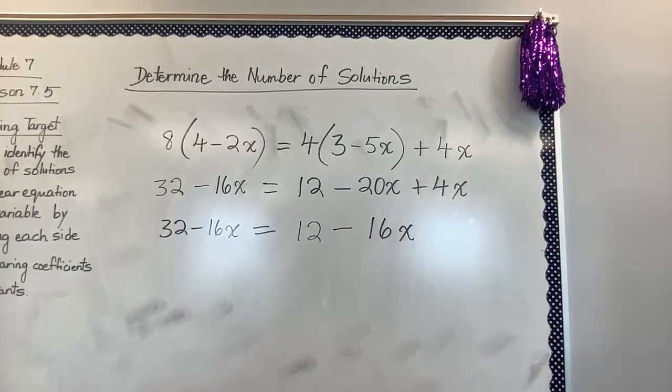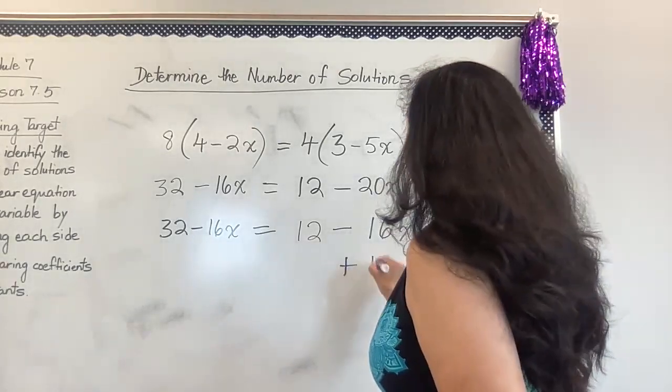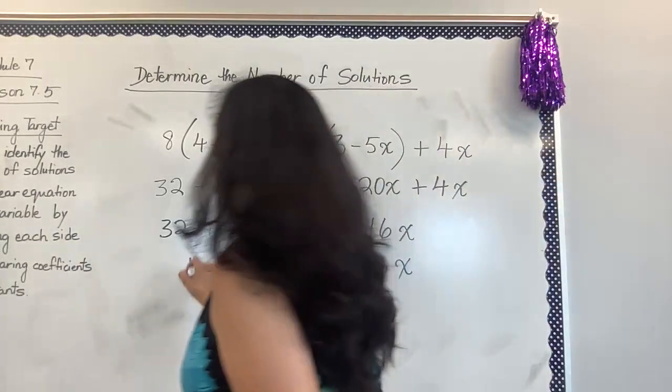All right. And then I am going to use the addition property of equality, and I am going to add 16x on both sides.